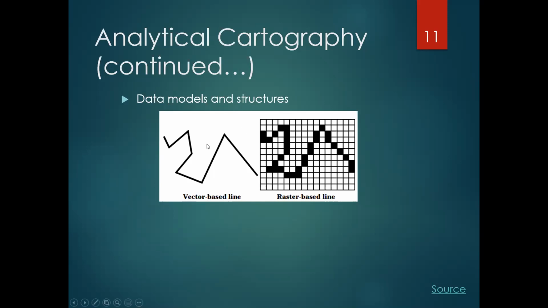On the left side, it's our natural perception of a linear feature like a river, right? At each segment, there is a specific direction and a specific length for this segment, and when multiple segments are combined, we have this line feature, or linear feature, showing the river. On the right side, we have the raster model.